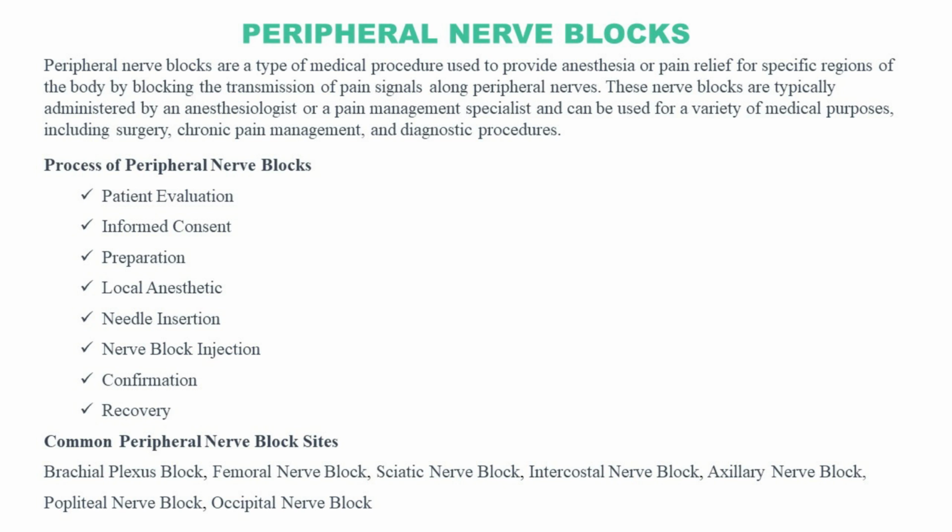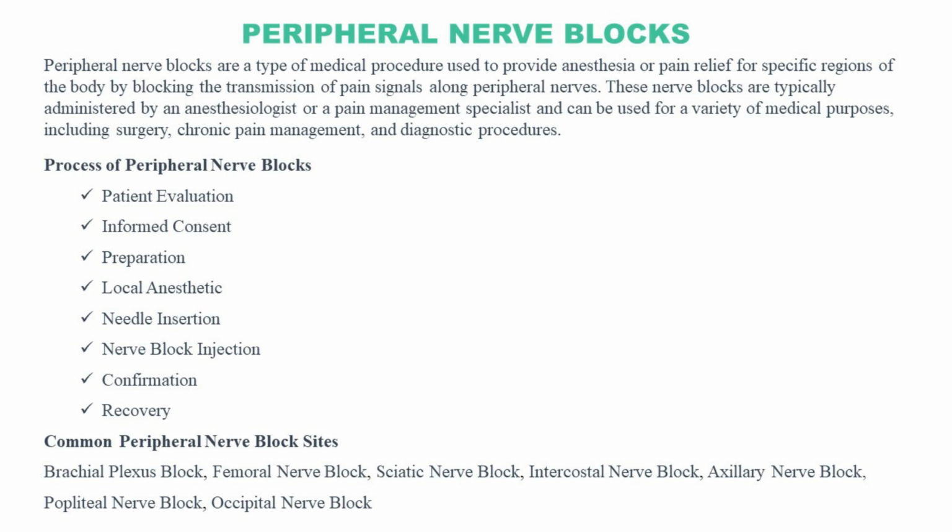Process of peripheral nerve blocks. 1. Patient evaluation. Before performing a peripheral nerve block, the healthcare provider will evaluate the patient's medical history, current health status, and the nature and location of the pain. This assessment helps determine the appropriateness of the procedure and the specific nerves to target. 2. Informed consent. The patient is informed about the procedure, its risks, benefits, and alternatives. Informed consent is obtained before proceeding.